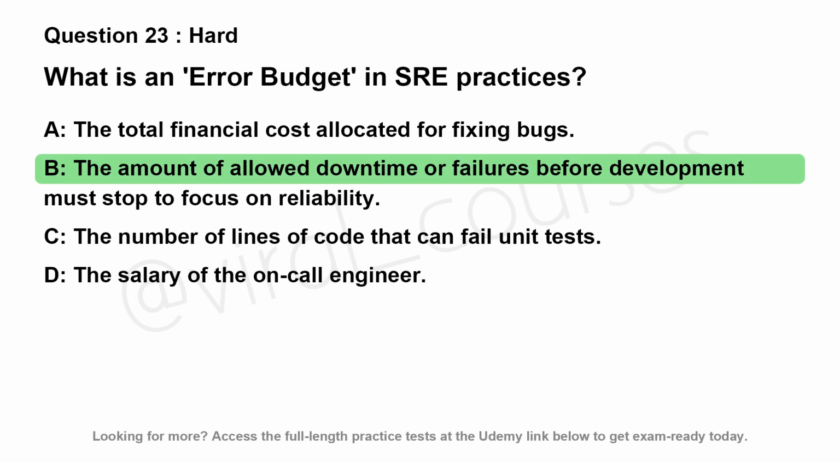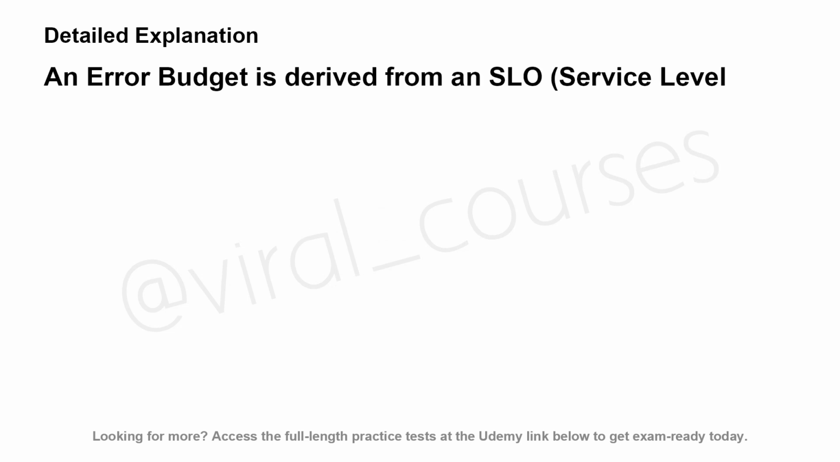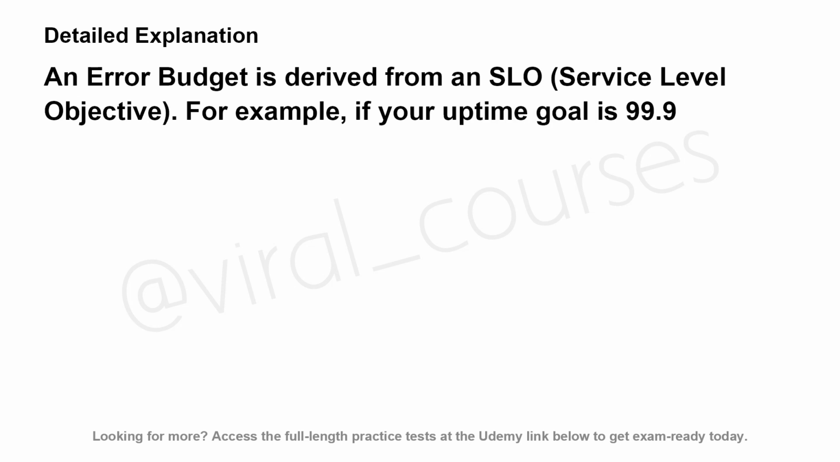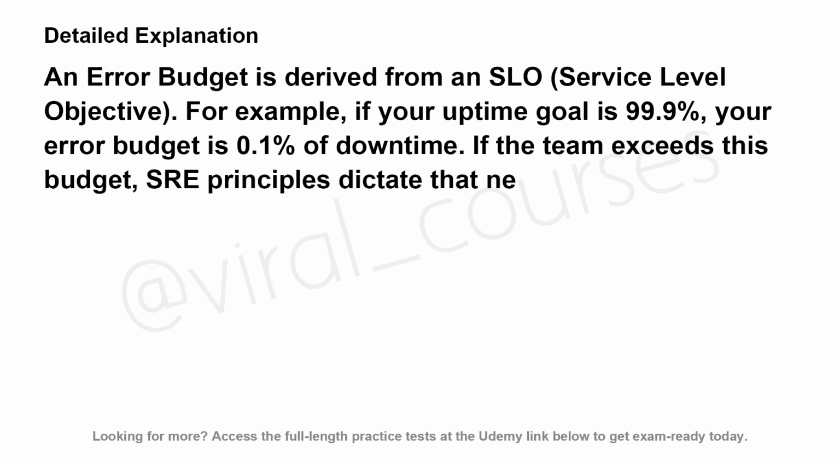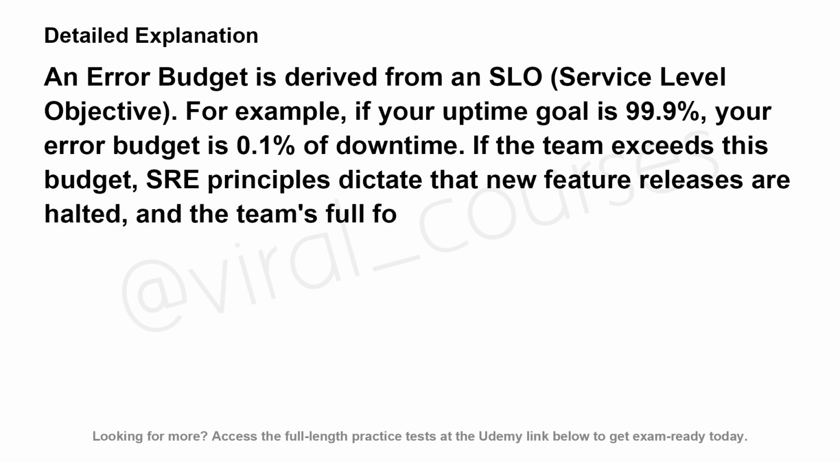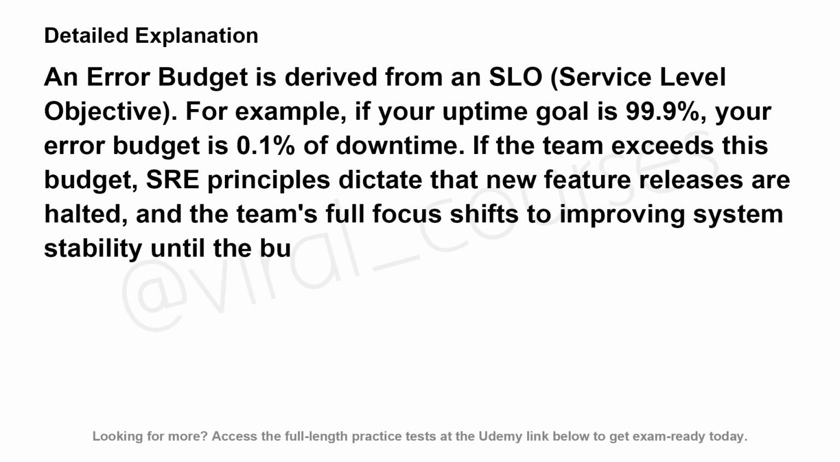The correct answer is B. An error budget is derived from an SLO, service level objective. For example, if your uptime goal is 99.9%, your error budget is 0.1% of downtime. If the team exceeds this budget, SRE principles dictate that new feature releases are halted, and the team's full focus shifts to improving system stability until the budget is replenished.